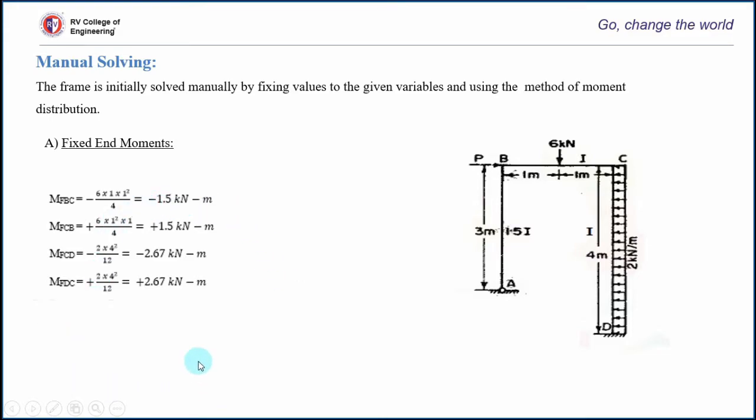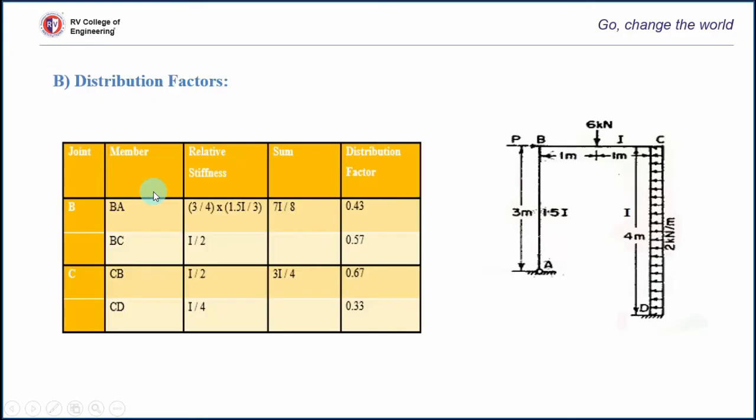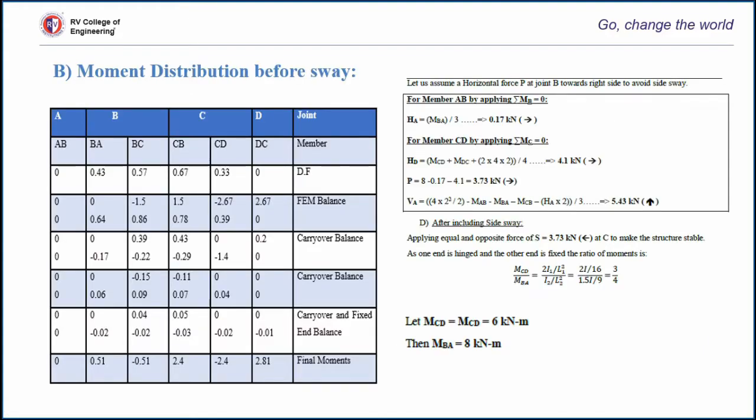Similarly to the first problem, we are going to calculate the fixed end moments and moment distribution factors, and we have to initially assume that there is no sway, and draw the moment distribution table. This is the moment distribution table before the frame is undergoing any sway. After calculating the bending moments, we have to check the values of support reactions at A and D.